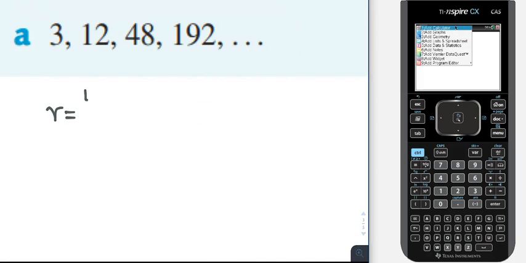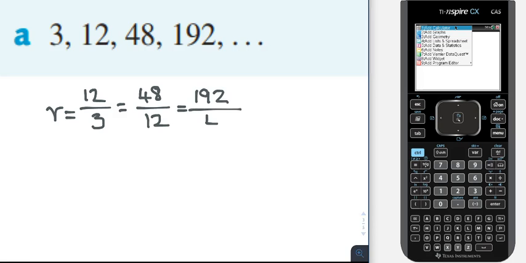Some examples of this. So we've got the sequence 3, 12, 48, 192. If you do a division, 12 divided by 3, so term 2 divided by term 1, you should get the same result as if you did 48 divided by 12 or 192 divided by 48. All of these divisions give you an answer of 4. So the common ratio for this sequence is 4.